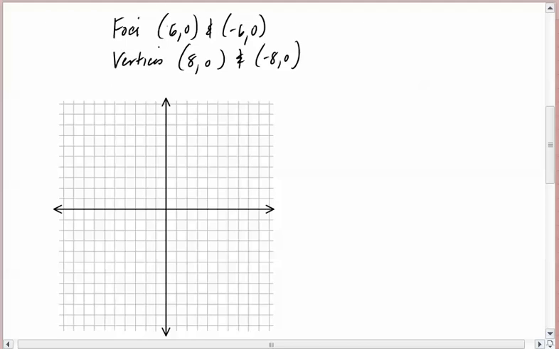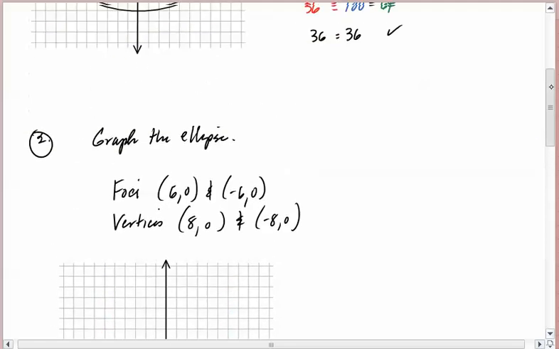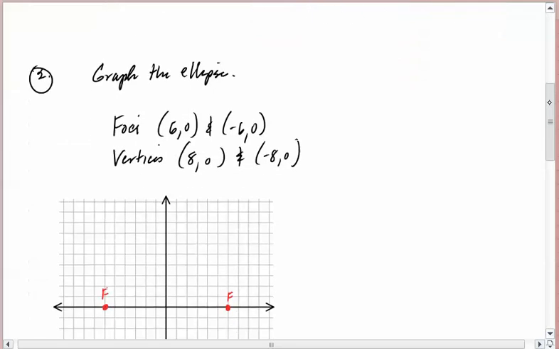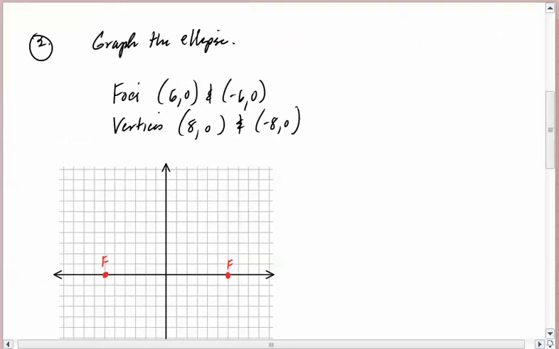So I'm going to go ahead and put the foci on there. That's 6, 0. 1, 2, 3, 4, 5, 6. I'm going to try to be consistent with the colors. And then negative 6. 1, 2, 3, 4, 5, 6. Now this is not exactly what we just did. It's a different shape. Okay, so now the vertices, that's related to the A. So I'm going to make that blue. So that's 8 and negative 8.